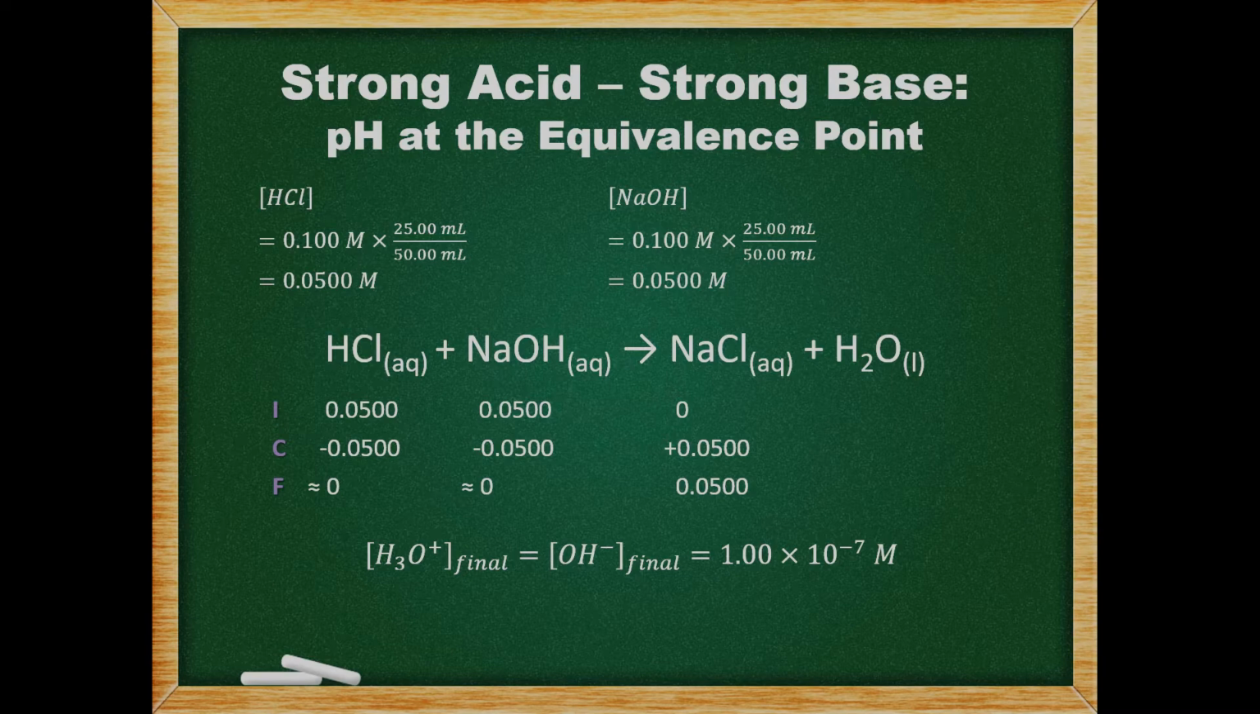It makes sense that the titration of a strong acid by a strong base produces a solution with a neutral pH, because neither of the ions present in the product salt can undergo hydrolysis to affect the pH.